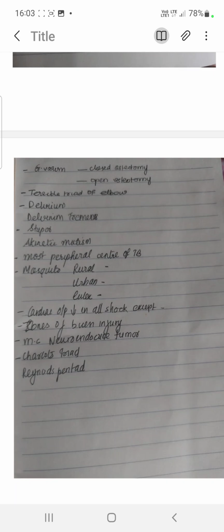Then the most common neuroendocrine tumor is gastrinoma. Charcot's triad: Murphy's triad is pain, fever, vomiting. Here there is no vomiting: pain, fever, and jaundice. Whereas in Reynolds' pentad, hypotension and altered sensorium will also be there. Stay tuned for more updates, more knowledge.